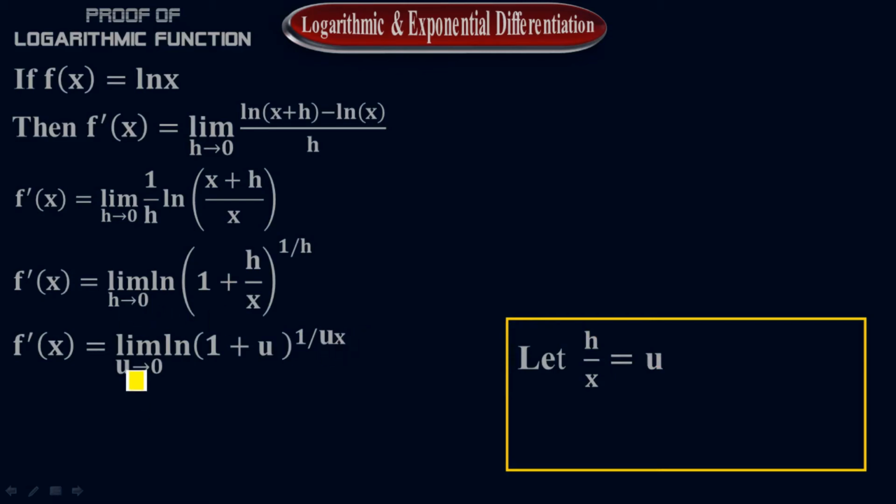For the h, I plugged u approaches 0. Because after plugging the value of h, I will have 0 over x. So 0 over x equals 0. u will be 0, which means that u approaches 0.